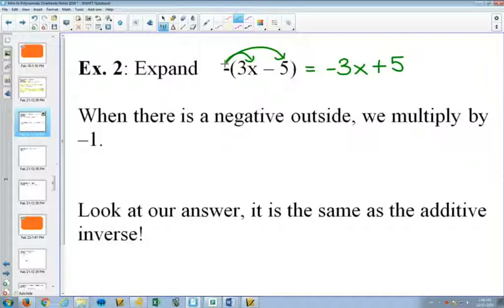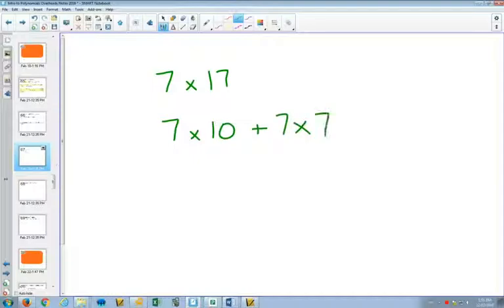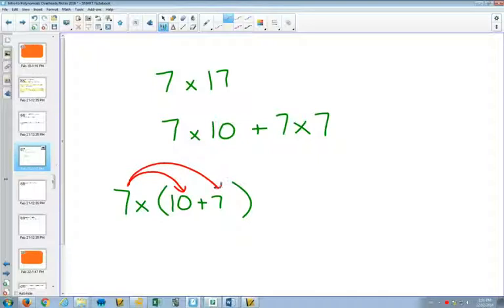Now, you've never seen the distributive property before, because up till now we haven't done a lot of algebra. We've just done stuff with numbers. So, if we take an example with regular numbers, like 7 times 17, what Ryan said to do, he said, just do 7 times 10, and then add 7 times 7. What he was doing was the distributive property. Because if we do 7 times 17, and we break up 17 to be 10 plus 7, the distributive property says you can do 7 times 10 and 7 times 7 and add them together.